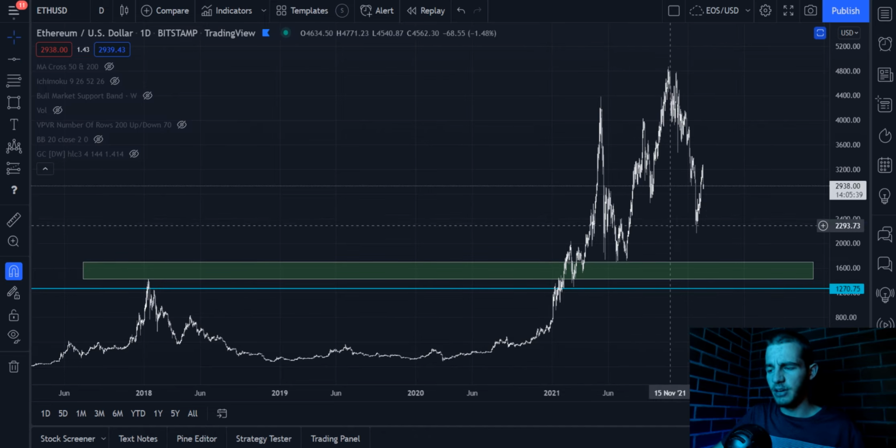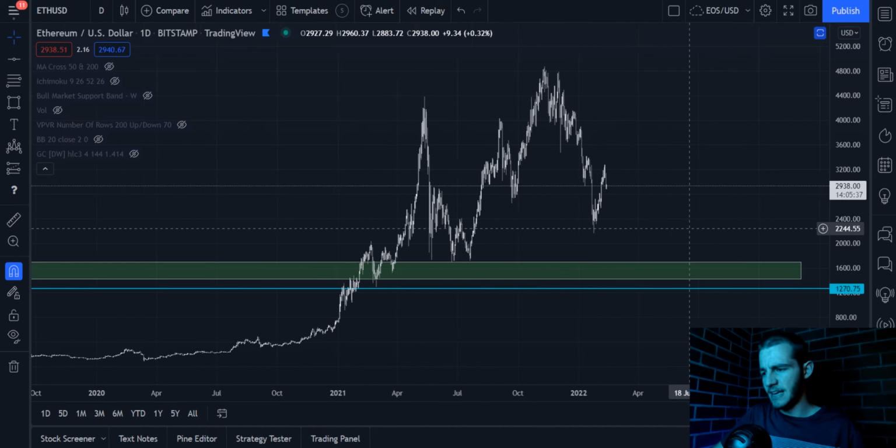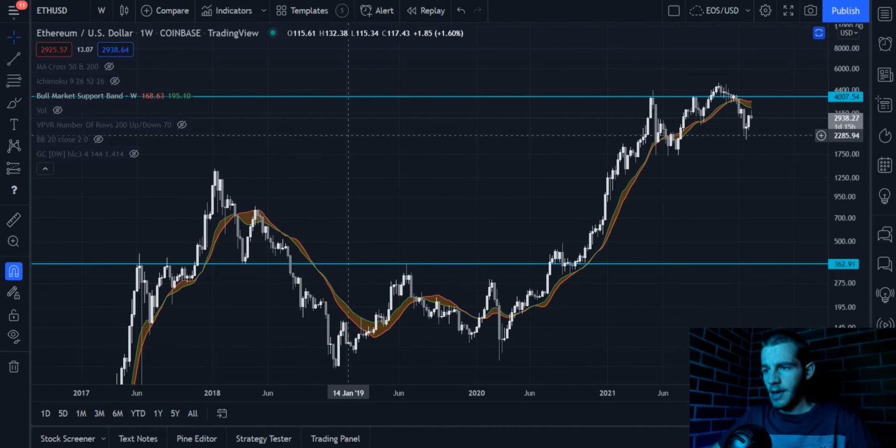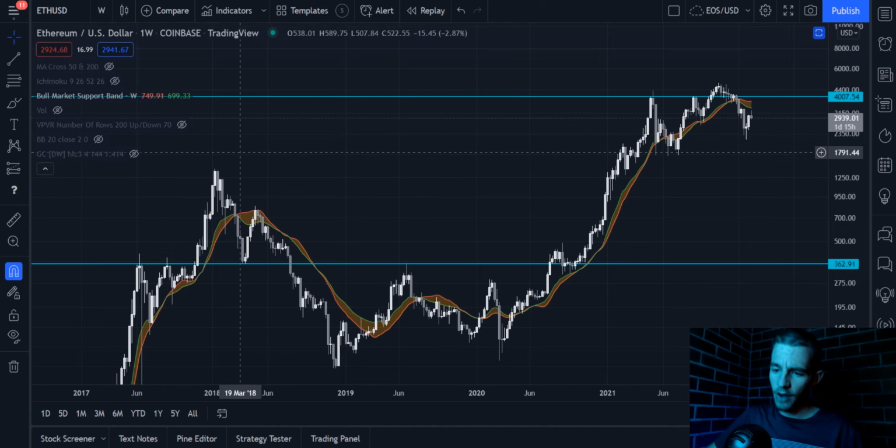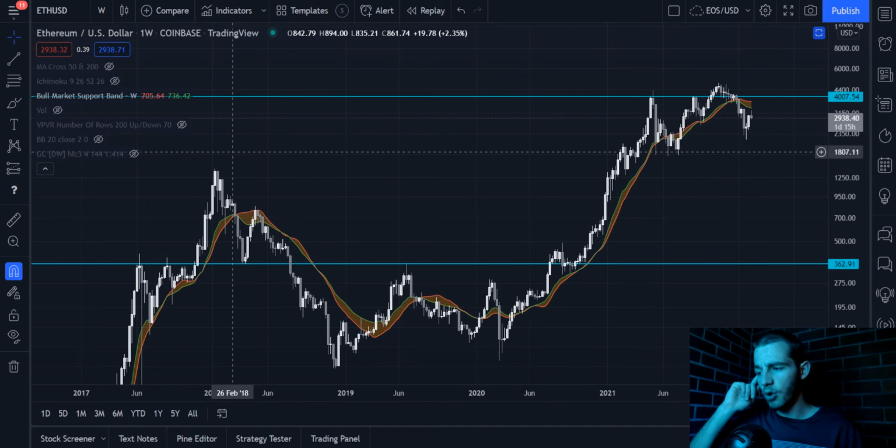But I would say this green box is the target for Ethereum in the bear market. That's what I'd be looking at. Now, I suppose one of the most worrying things about Ethereum is that the macro structure that was formed in the last cycle has very much been put into turmoil in this cycle.